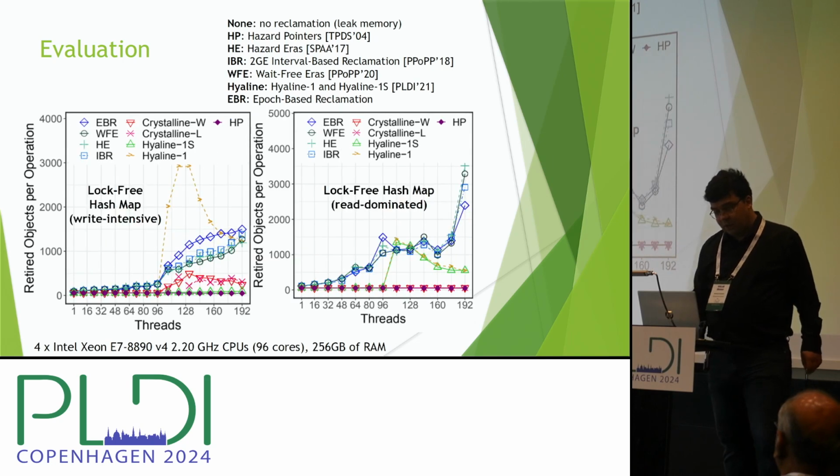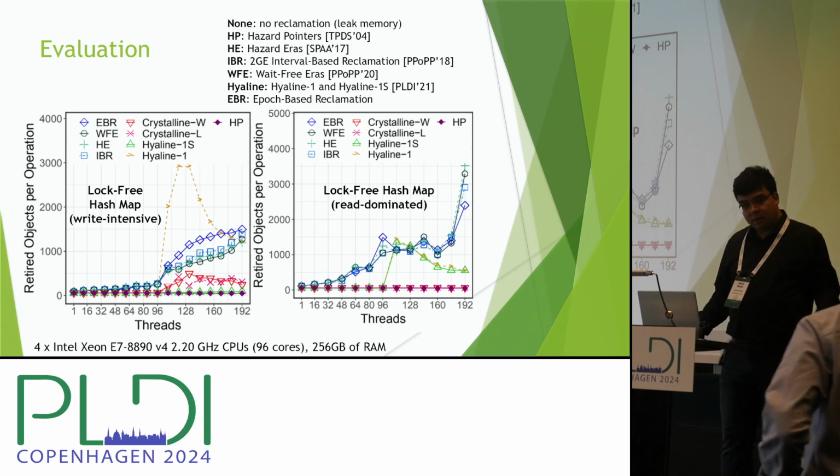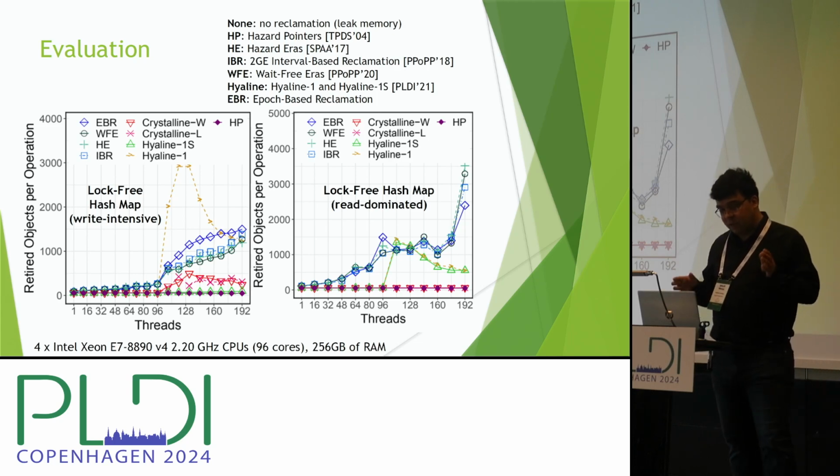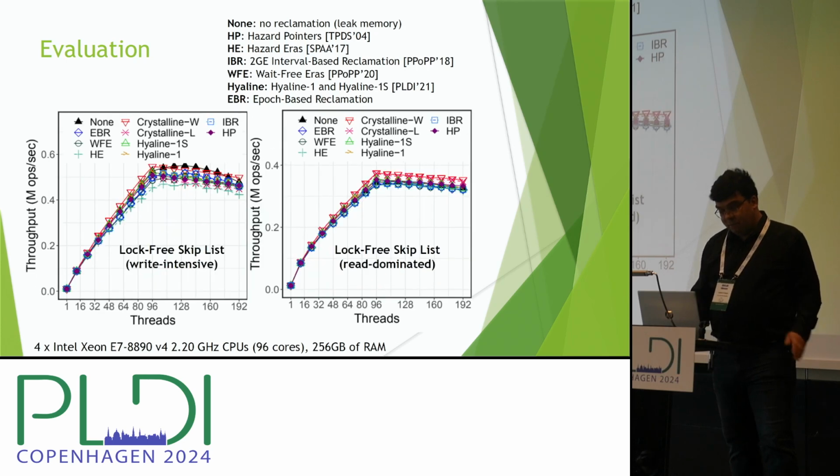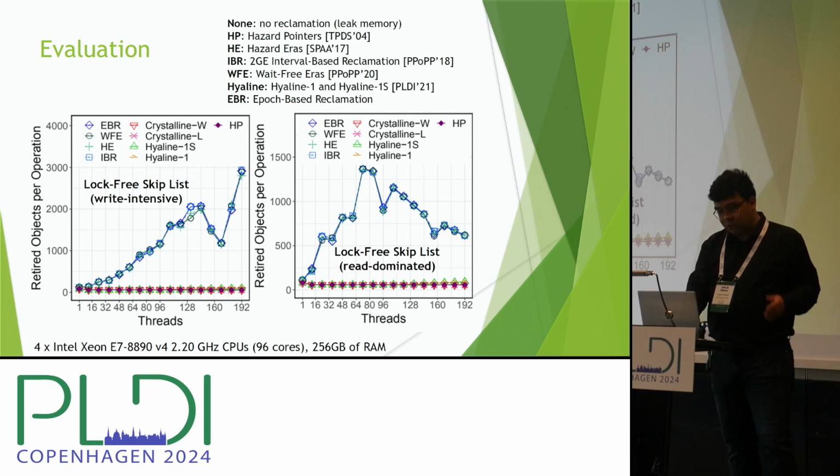Now, in terms of objects, it's also comparable to hazard pointers. Hazard pointers are known to be very memory efficient, and with Crystalline we were able to achieve pretty much the same efficiency. And finally, for the skip list, we were actually even better than all other algorithms, for both Crystalline-L and Crystalline-W. And again, in terms of memory efficiency, it was very memory efficient.